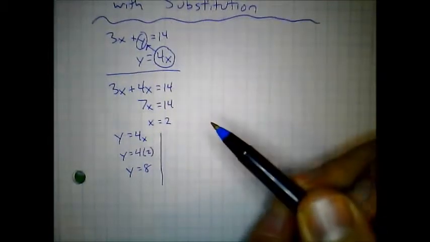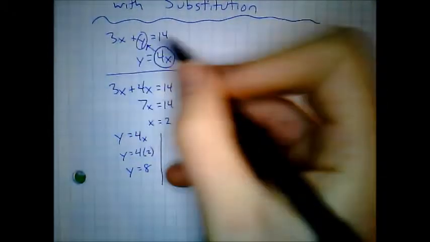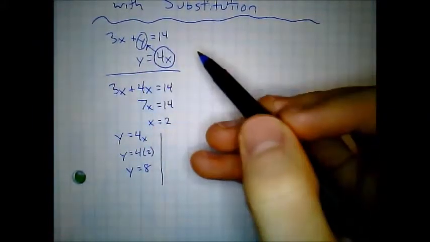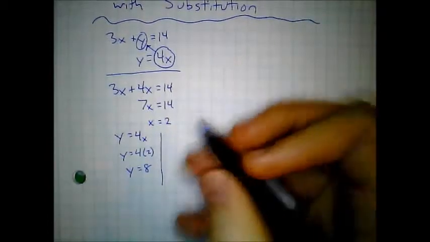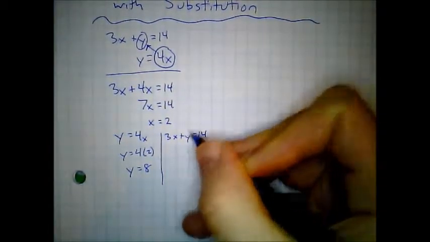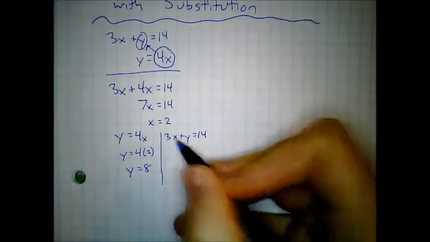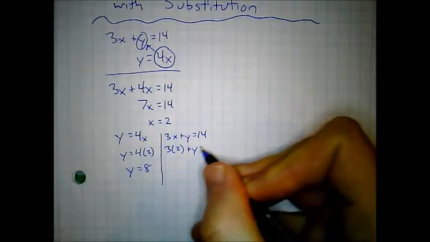Now just to be sure we did it correctly, we're going to check our answer in the other rule. So in our first equation, we better also get y equals 8. We better also find that figure 2 has 8 tiles in this first equation. So we're going to do 3x plus y equals 14. We're checking in our first equation. We know x still equals 2, so we do 3 times 2 plus y equals 14.